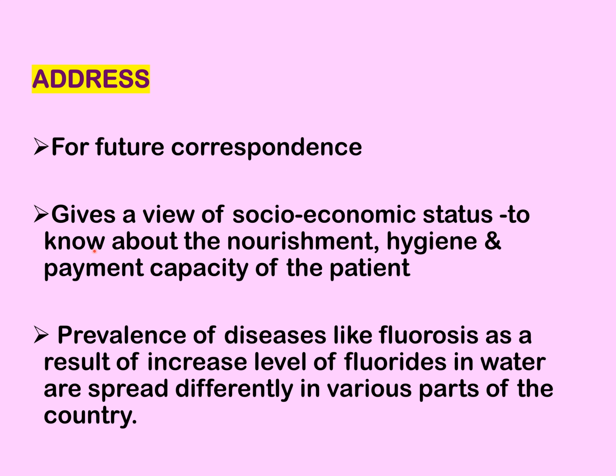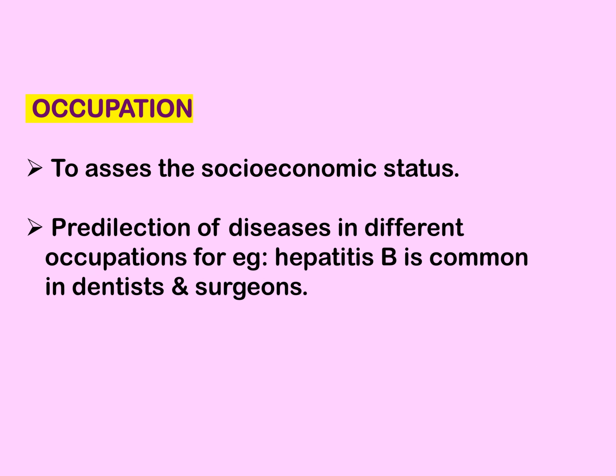Next is the address. We ask the patient about the address to get a rough idea about the socioeconomic status, the nourishment, hygiene, and the paying capacity of the patient for any treatment. It is also useful for future correspondence. Also, if the patient lives in an area with high fluoride content, it tells about the prevalence of diseases like fluorosis.